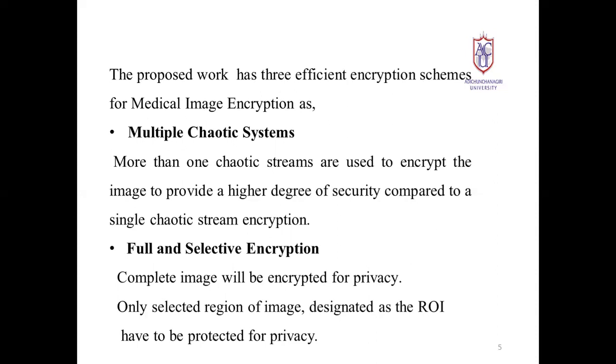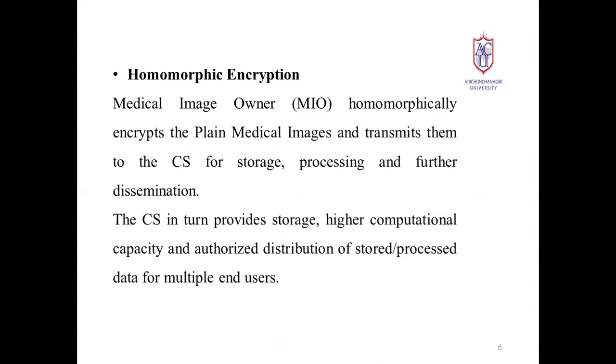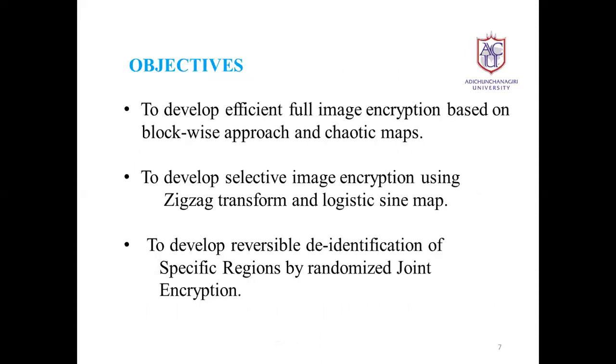Full and selective encryption. In full encryption, the complete image will be encrypted for privacy. In selective encryption, only the region of interest has to be encrypted for privacy. Homomorphic encryption: the medical image owner homomorphically encrypts the plain medical images and transmits them to the cloud server for storage, processing, and further activities. The cloud server in turn provides storage, higher computational capacity, and authorized distribution of stored data for multiple end users.